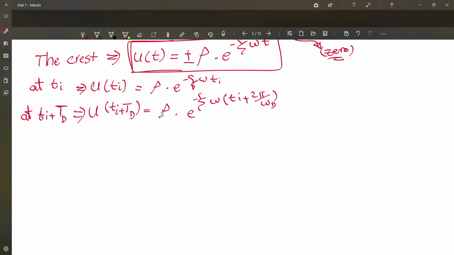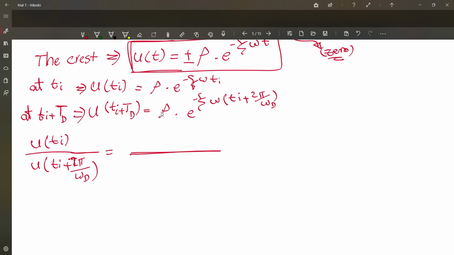Okay, we're going to say that u of ti over u of ti plus td, or 2 pi, let's put it like 2 pi over omega d. We want to know what is the relation here between the two, right? We are going to make this relation, where the numerator is rho e to the power minus psi omega ti, and the denominator is rho e to the power minus psi omega ti plus 2 pi over omega. So we know each one of the numerator and denominator is going to be here.